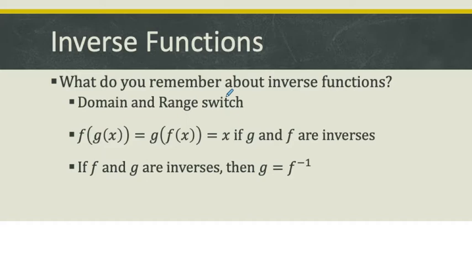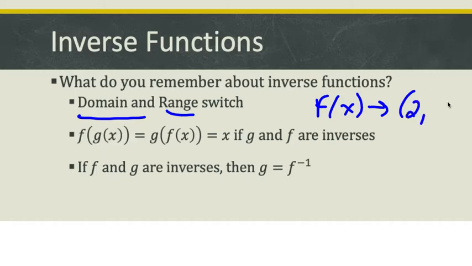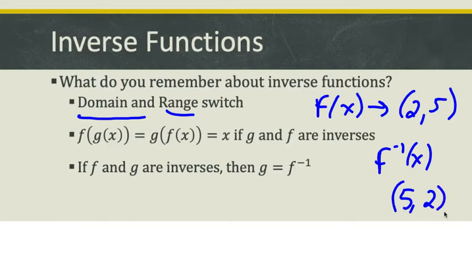Hopefully these are some things that you remember about inverse functions. First of all, the domain and the range are switched. So in the function f of x, let's say we have this point, I don't know, 2, 5. In the inverse, now make sure that you're careful with your notation here, because I do it too. I get my inverse and my derivative notation mixed up. We're looking here, f to the negative first power. So in the inverse function, we would have the point 5, 2. Okay, your x and y values are switched, which just means your domain and range are switched.